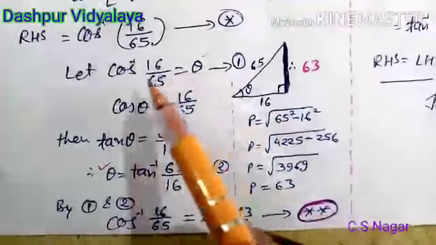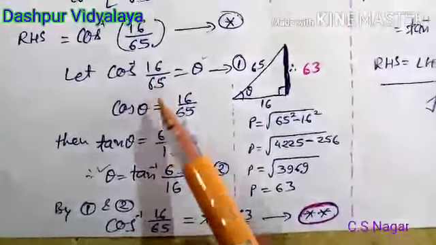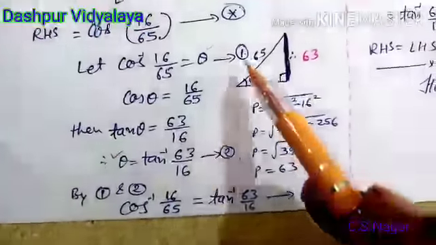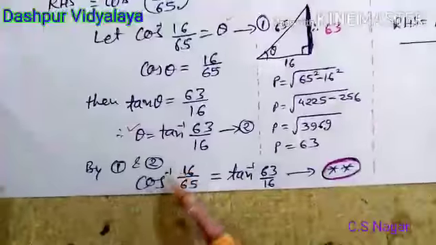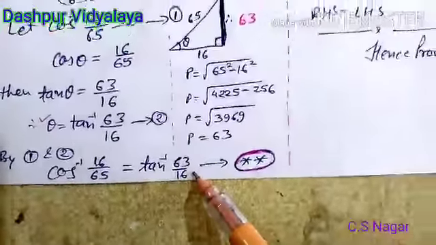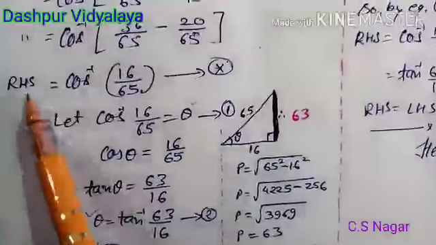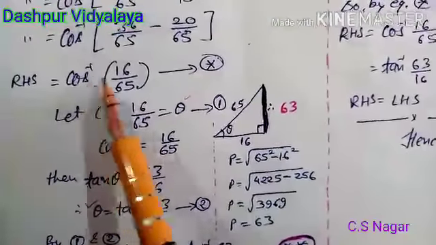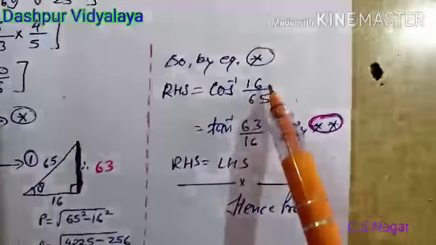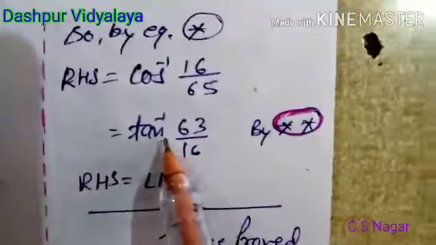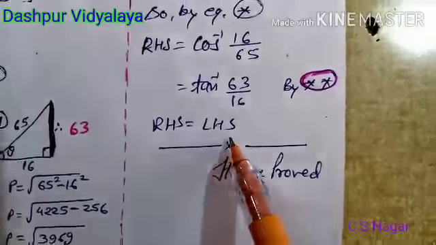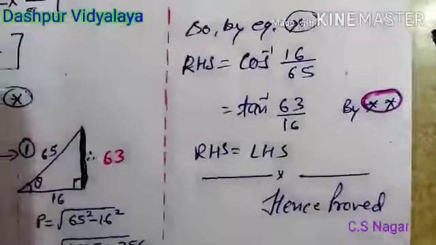Observe 1 and 2. In equation 1, theta is equal to cos inverse 16 upon 65, and here theta is equal to tan inverse 63 upon 16. So both are equal. It means by 1 and 2 we get cos inverse 16 upon 65 equal to tan inverse 63 upon 16. So once again our RHS is cos inverse 16 upon 65. In place of cos inverse 16 upon 65, write tan inverse 63 upon 16. This is LHS and RHS both are equal, hence the proof is complete.